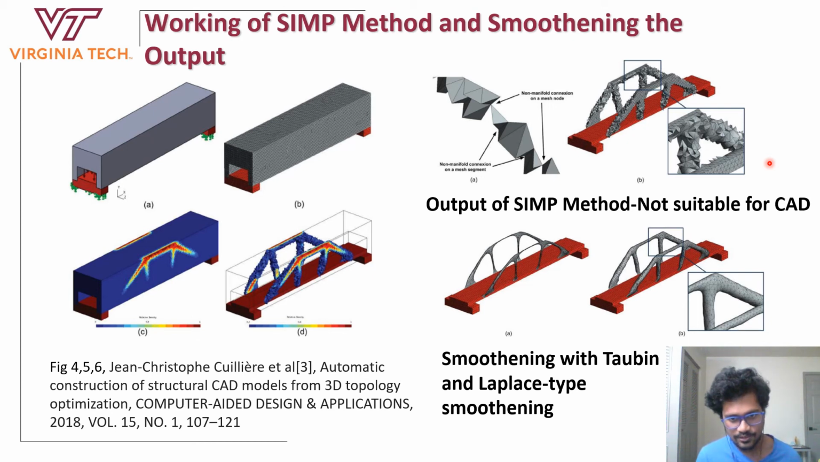The author discusses two types of smoothing process in this. In the first image over here, he uses Laplace type smoothing. The disadvantage is that the material shrinks and the output that we get is not really suitable. So the author, after trying out a few methods, came out with a combination of Taubin and Laplace type smoothing, and he observed that applying this to the output of the topology optimization software gives an output that is very suitable for CAD conversion.